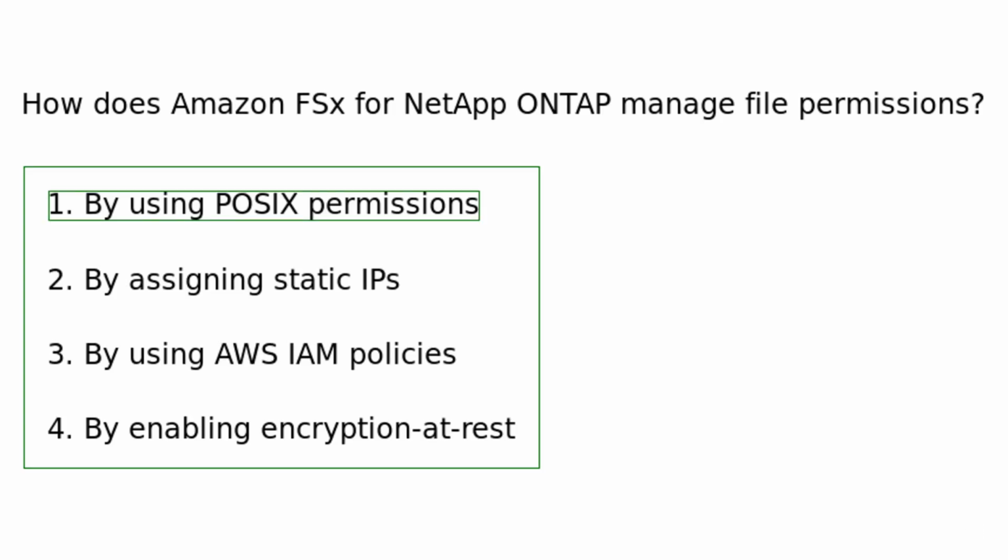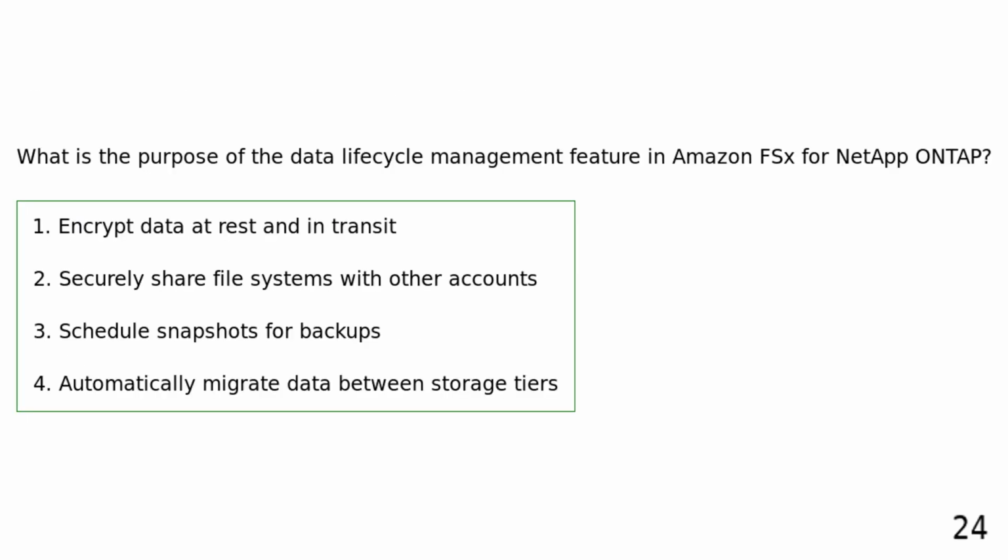Amazon FSx for NetApp ONTAP manages file permissions using POSIX permissions. What is the purpose of the data lifecycle management feature in Amazon FSx for NetApp ONTAP? Encrypt data at rest and in transit. Securely share file systems with other accounts. Schedule snapshots for backups. Automatically migrate data between storage tiers.